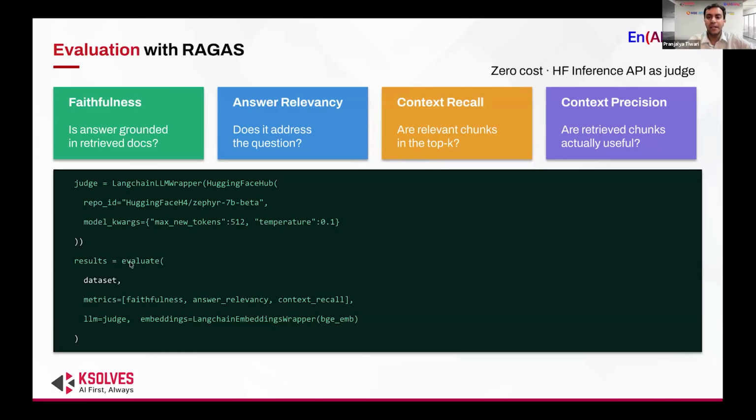So we simply import the evaluate function from Ragas. We provide, okay, I need answers in these metrics, and you use this embedding model to get the retrieval section going on, and you use this judge LLM to get me a validation of how well my entire RAG pipeline is working.